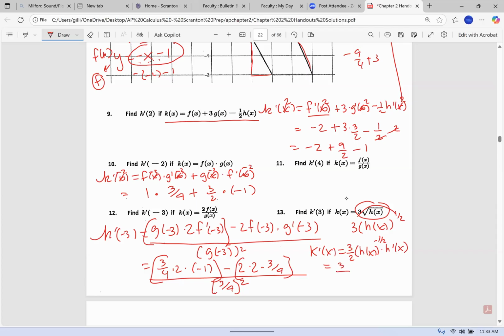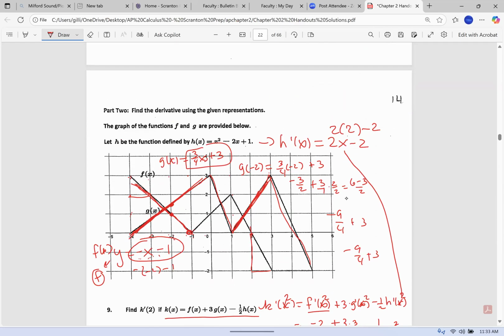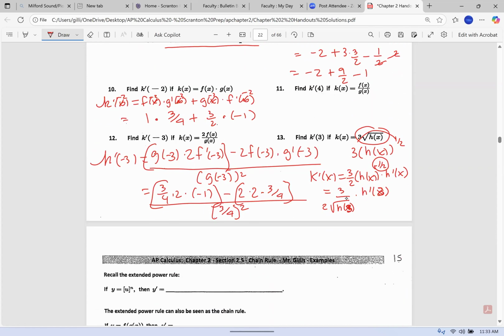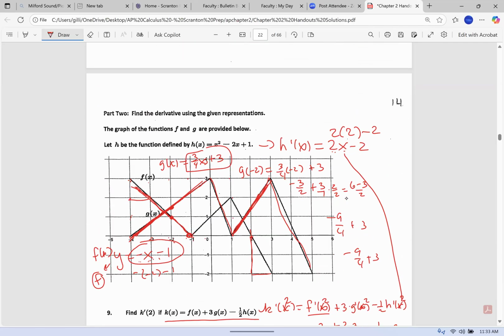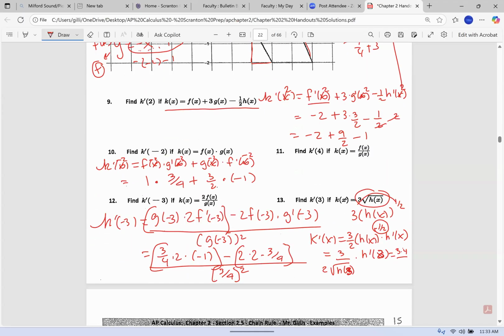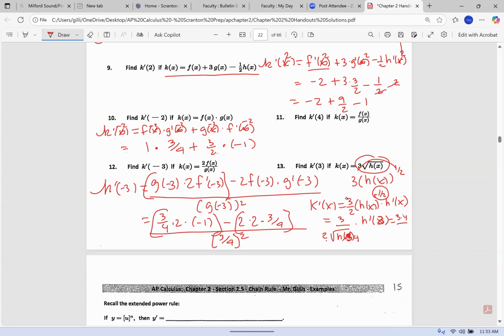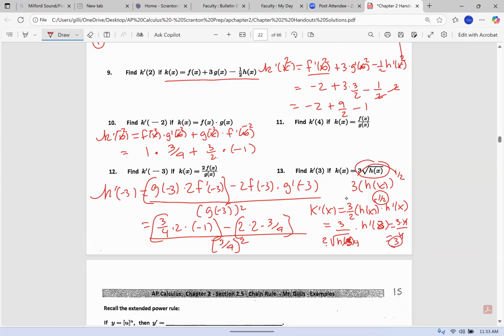So that's going to come out to be 3 over 2 times the square root of h of x. Because that exponent's negative, I'm going to kick it to the bottom, push through, times h prime of x. And all I'm going to do is replace this with 3, and h prime at 3 is here. So 2 times 3 is 6, minus 2 is 4. So that's going to be 3 times 4 over, and h at 3 is here. So that's 9 minus 6 plus 3, and 3 plus 1 is 4, and the square root of 4 is 2, times this 2 is 4. And looks like my answer there, everybody, is 3.